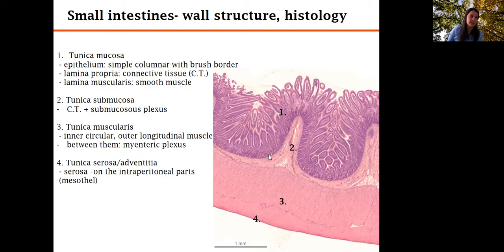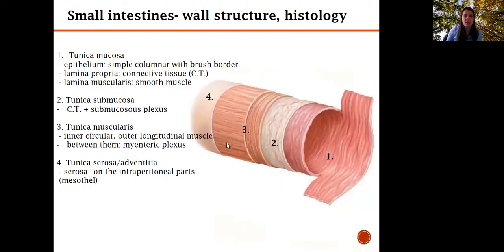And this lymphatic tissue is usually arranged in lymphatic follicles, and the lymphatic follicles of the ileum are called the Peyer's patches.